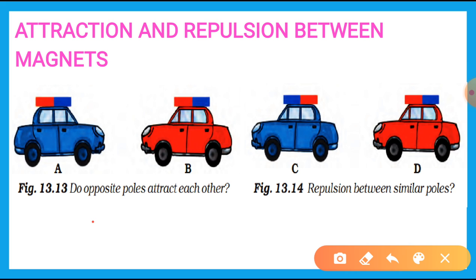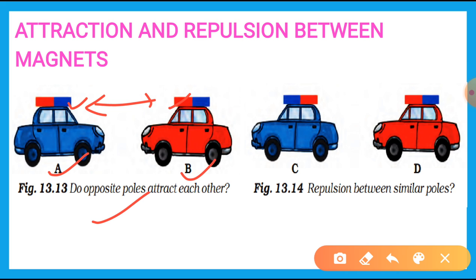Here in the first picture, there is toy car A and toy car B. They have a magnet on the top. You can see this blue color indicates one pole, and this red color another pole. They are opposite, that's why these two cars will come near. There will be a force of attraction between them.